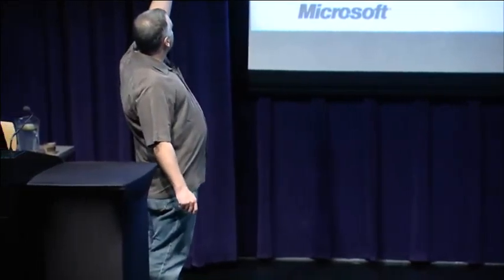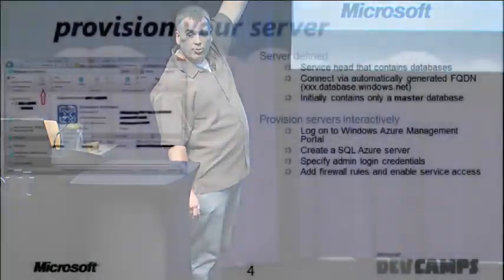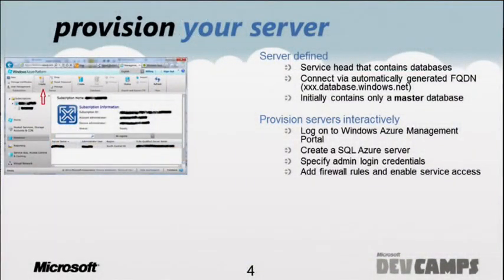There's a couple different ways to provision your servers. You can do it interactively on the Windows Azure Management Portal. So you can see you've got a little database plugin down there on the left. When you click on that, you get that little server ribbon bar up top. You click Create. You basically give it some admin login credentials. You optionally configure some firewall rules, and bang, you got a server, right?